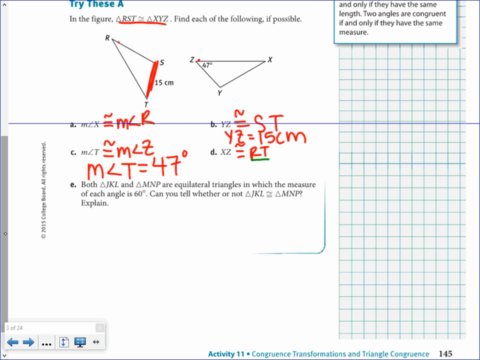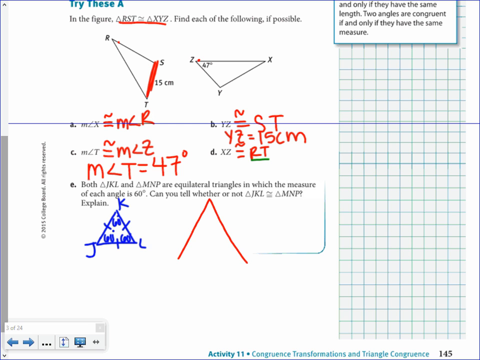So, part E, both triangle JKL and triangle MNP are equilateral triangles in which the measure of each angle is 60 degrees. Can you tell whether or not triangle JKL is congruent to triangle MNP? So you may want to pause the video and think about this one for a second. If I know that I have an equilateral triangle and my angle measures are 60 degrees, there's one of my triangles. So that could be maybe triangle JKL. Does it have to be congruent to triangle MNP?